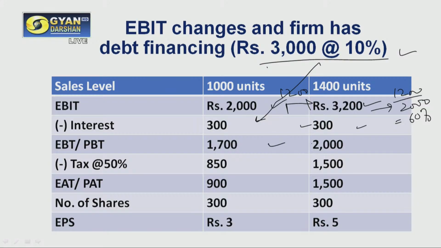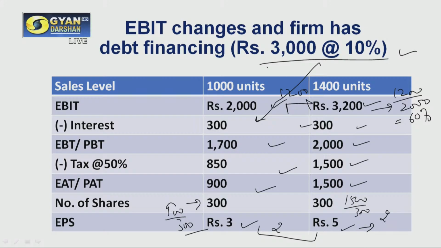Now our profit before tax is 1700 and 2700 respectively. We are deducting 50% tax, and now we have earnings after tax. The number of shares will remain the same, that is 300. Now 850 divided by 300 in the present case, so our EPS is 3 rupees, and in the expected case 1350 divided by 300 to calculate EPS, our EPS will be 5 rupees. How much change is there in EPS? That is rupees 2. And if you want to calculate the percentage, it will be 2 divided by 3, that is 66.67% approximately.